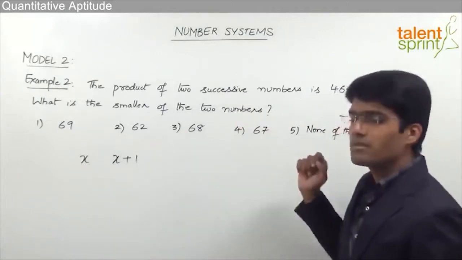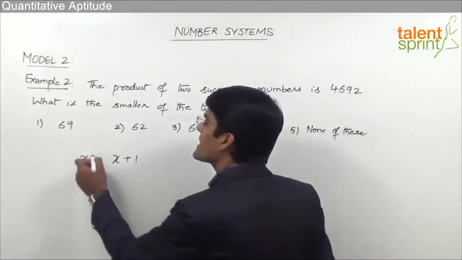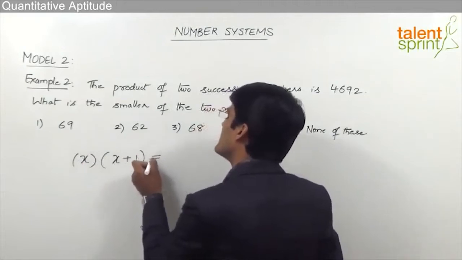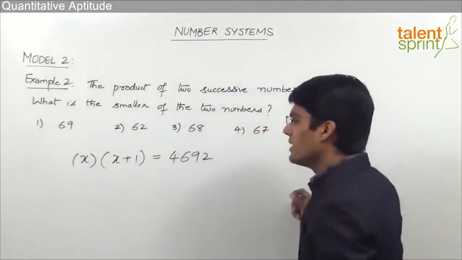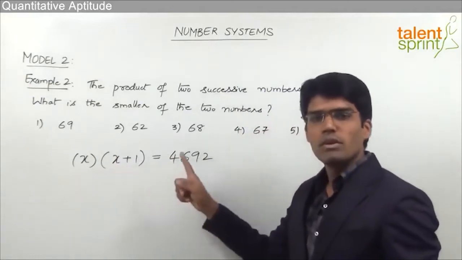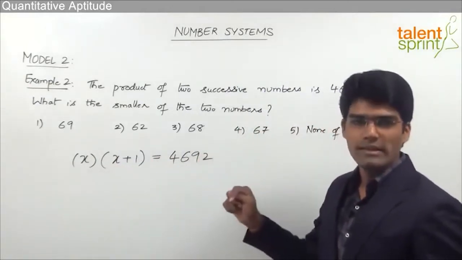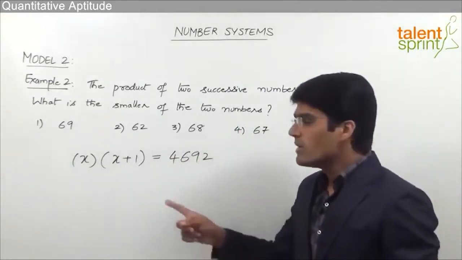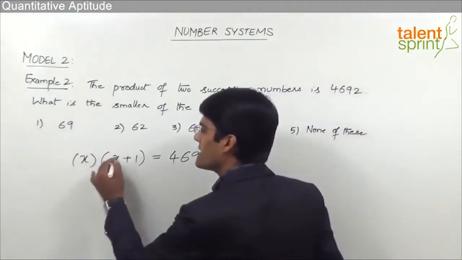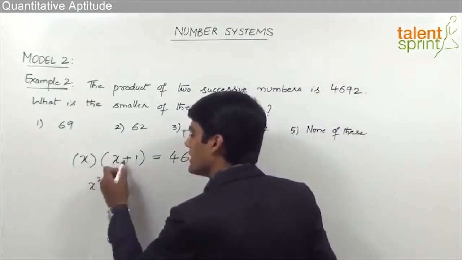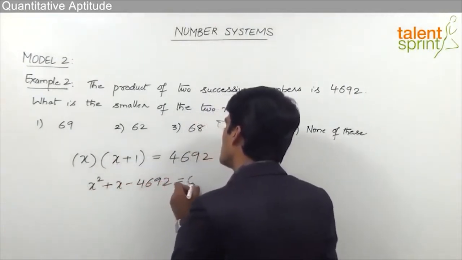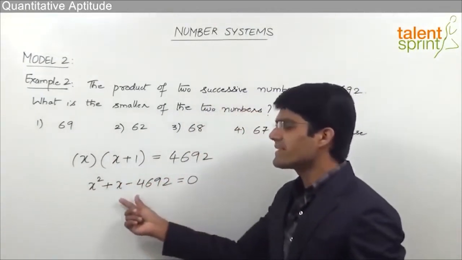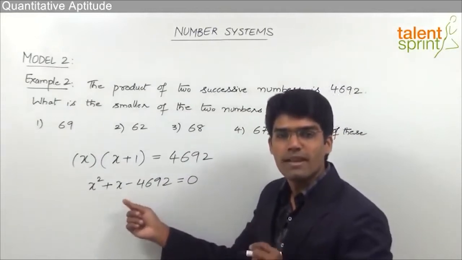And as given in the question, the product of these 2 numbers, that means x into x plus 1, is equal to 4692. Now here we have an equation with only one variable, that is x. So one equation in one variable can be solved. If we expand this, we get x squared plus x minus 4692 is equal to 0. So as you can see here, this is a quadratic equation in terms of x.